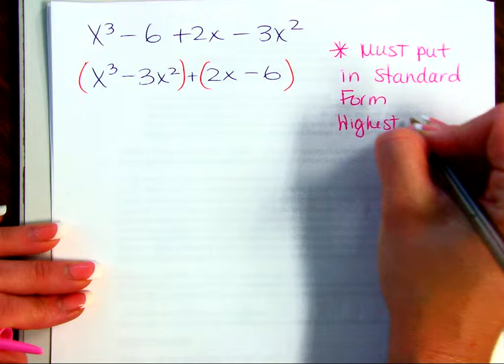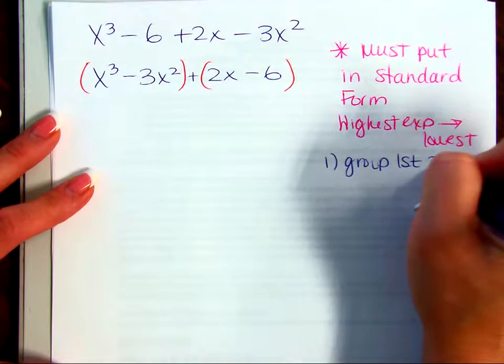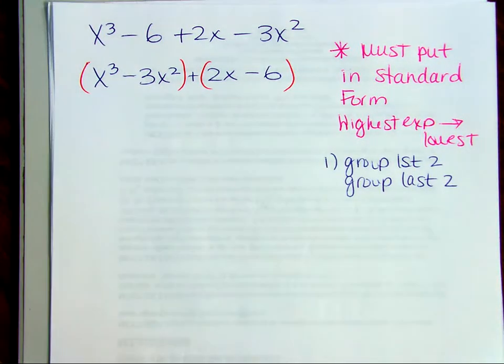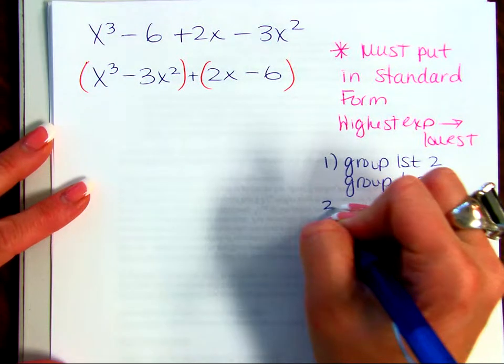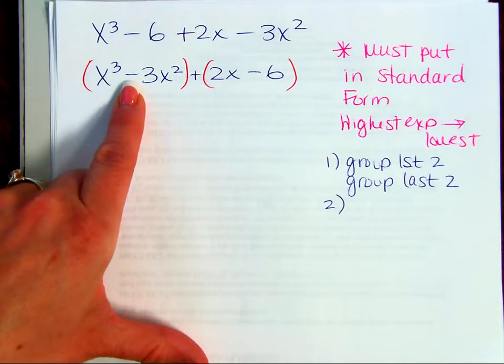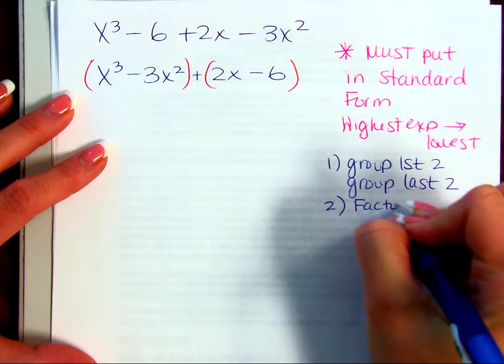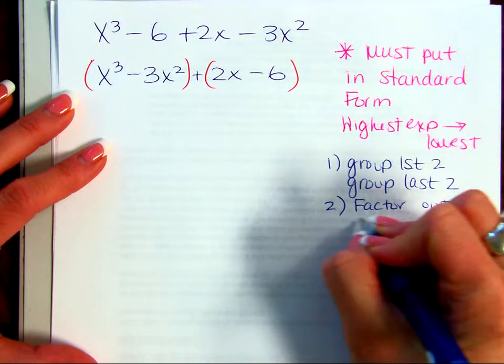What's the degree of this polynomial? Anybody remember? 3, because it's the highest exponent. So it's highest exponent down to lowest, with the constant. So just a reminder of what standard form is. Now let's factor out. So put in standard form. You want to group the first two together, and then you're going to group the last two together, keeping the sign in the middle.